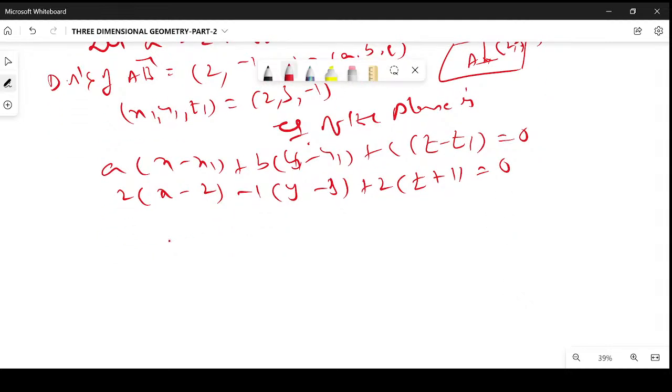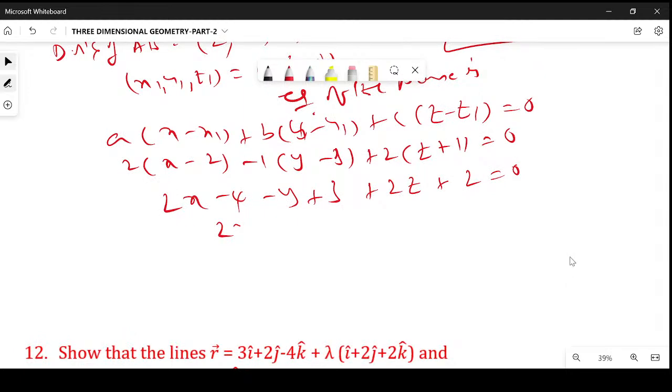We simplify: this will be 2x minus 4 minus y plus 3, then plus 2z plus 2 equal to 0. So finally it comes 2x minus y plus 2z, and the constants, minus 4 plus 3 plus 2, will be plus 1, equal to 0. This is the required equation of the plane.